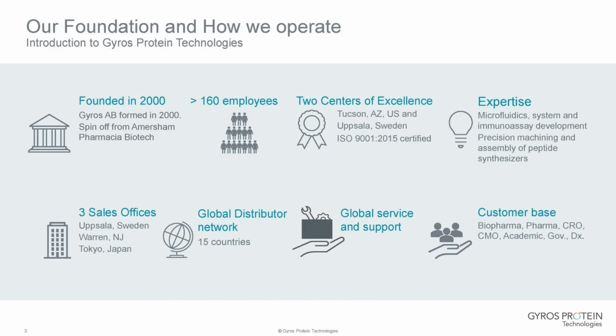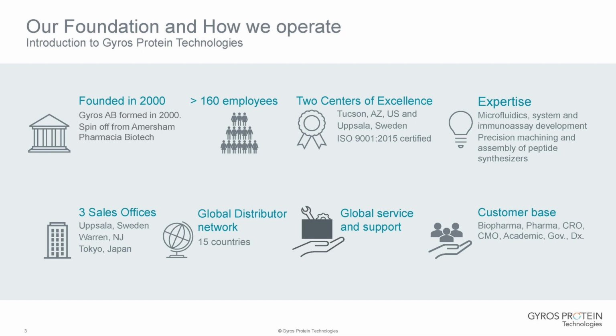In terms of Gyros Protein Technologies as a company, here's a little bit about our history. Gyros AB was originally formed back in 2000 as a spin-off from Amgen Pharmacia Biotech. Globally, we have over 160 employees. We have 2 centers of excellence: Tucson, Arizona, which is very much where our peptide expertise is, and Uppsala, Sweden, which is where our immunoassay experience is. And both sites are ISO 9001 certified.